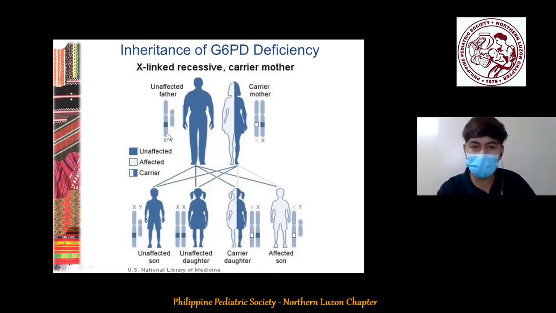Kasi mapapasa ni sir yung normal X chromosome niya. Yung mother naman, mapapasa niya, possibly, 50% chance yung X chromosome na sira. Kaya pwedeng maging carrier yan. But for lalaki, may 50% chance silang magkaroon ng anak na lalaki na may G6PD deficiency kasi dalawa yung X chromosome, yung isa normal, and yung isa naman affected or sira. Okay? So, kung nalilito pa rin, here is another example.